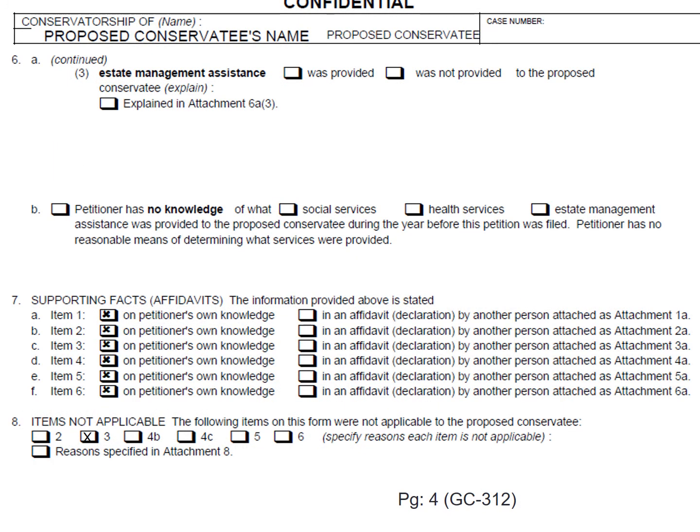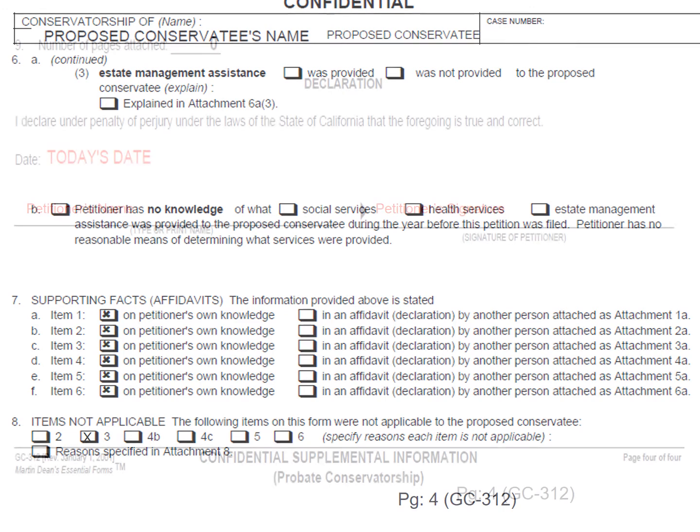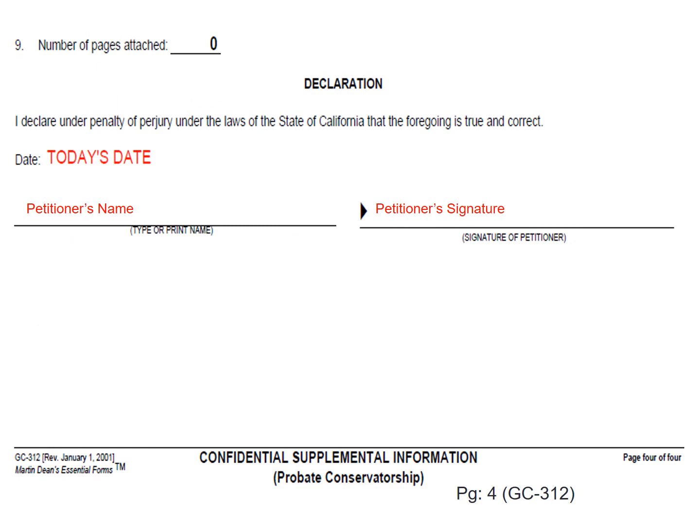On page 4 of Form GC-312, check boxes 7A through 7F to state that your answers to the questions in this form are based on your personal knowledge. At item 8, check the box next to 3 as that item was not applicable to a conservatorship of the person. At the bottom of page 4 of Form GC-312, there is a place for the petitioner to date, print their name, and sign.